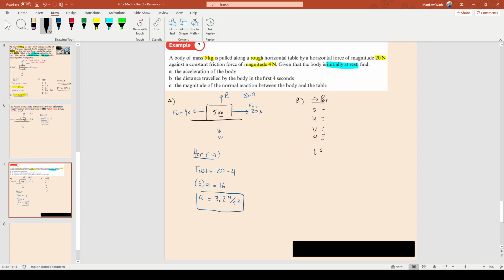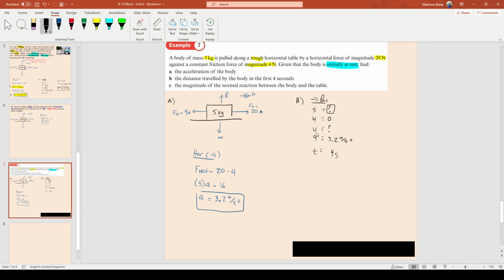Okay, here we go. What do we know? It starts from rest, it says, so that means U is 0. Do we know S, the distance it goes? Well, no, that's what we want though, so put a square on that. V, the final speed. Don't know that. Acceleration, we do know that. 3.2 meters per second squared. Time, yep, we know that too. 4 seconds, it says in the question.